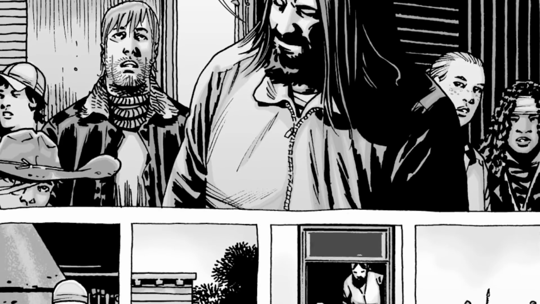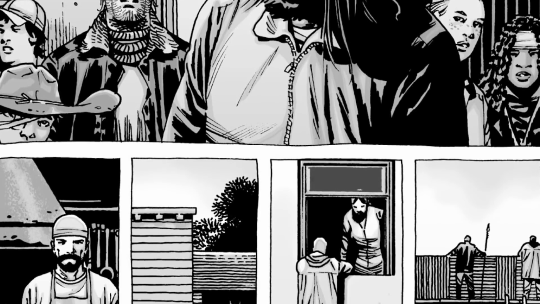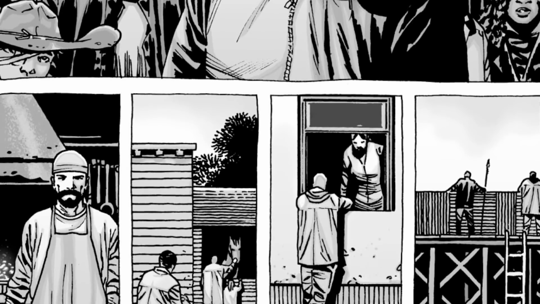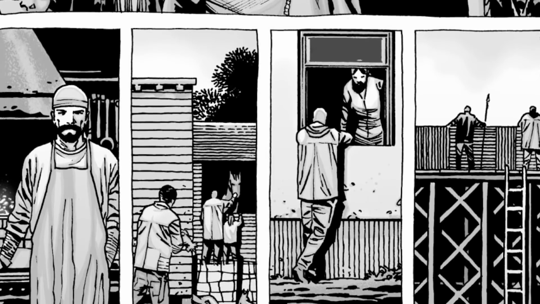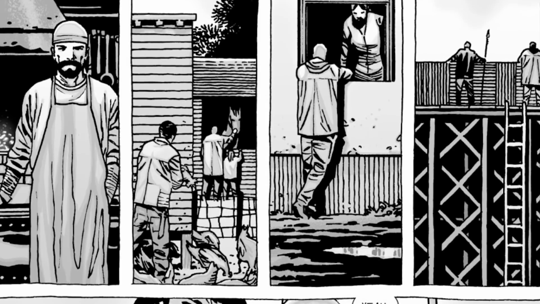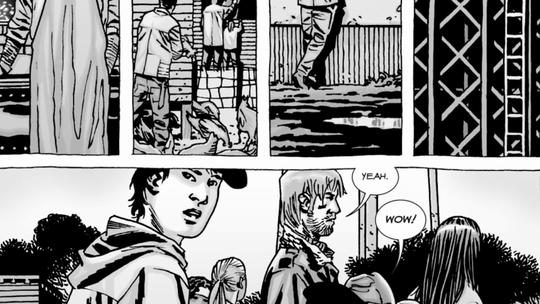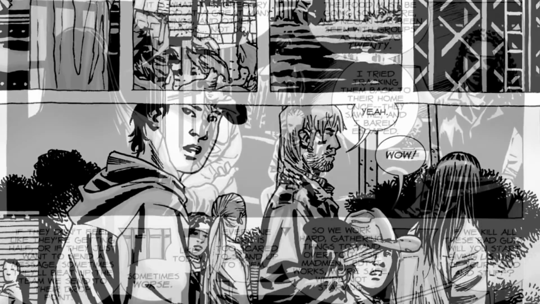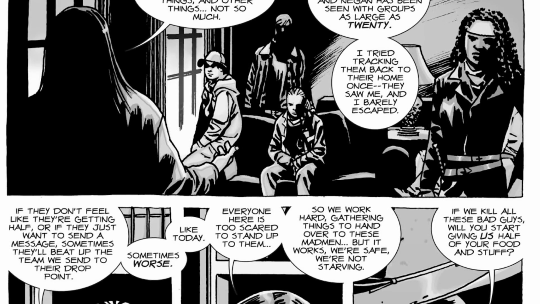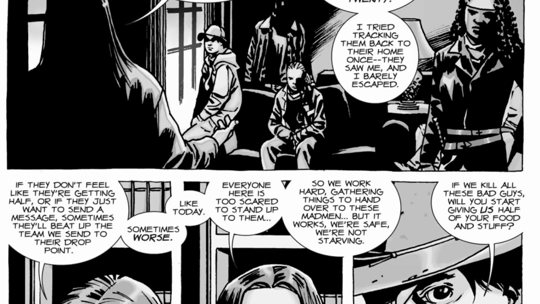Eventually, Glenn accompanies Rick with a small group to investigate the Hilltop, a community brought to their attention by a scout named Paul Monroe, though he goes by Jesus. Jesus brings them to Hilltop and shows them a seemingly thriving community of over 200 people, though there is a notable lack of firearms.